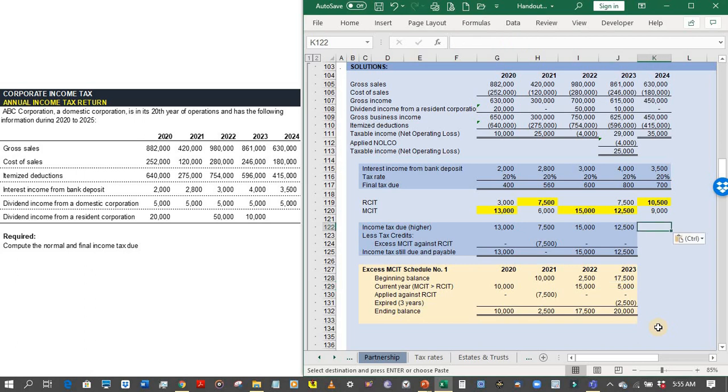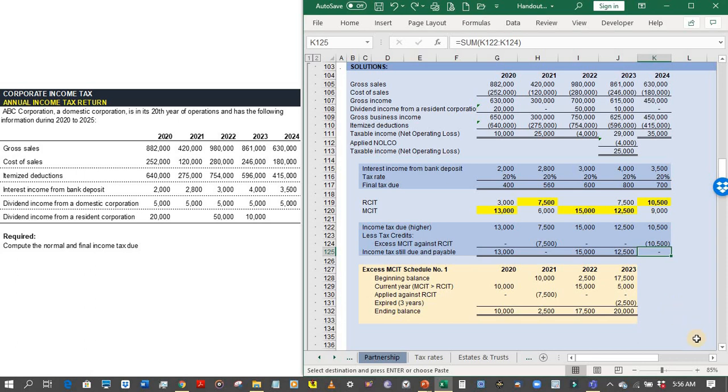So now let's proceed to 2024. This time the higher amount is RCIT. So the income tax due in 2024 is 10,500. And since the higher amount is RCIT, it means that we can deduct any excess MCIT against 10,500 pesos. That will come from the available balance at the start of 2024. The opening balance of excess MCIT is 20,000 pesos. So again, the amount deductible is the lower amount between 10,500 and the available balance of 20,000. So we can only deduct up to 10,500 pesos. Then the income tax still due and payable of the entity at the end of the year is 0.